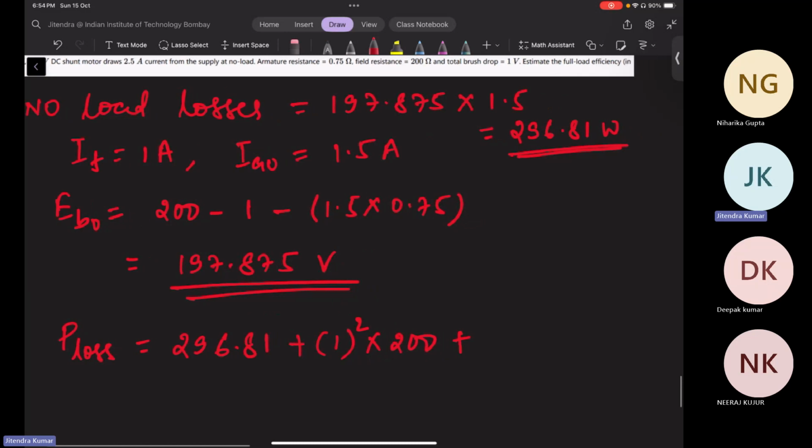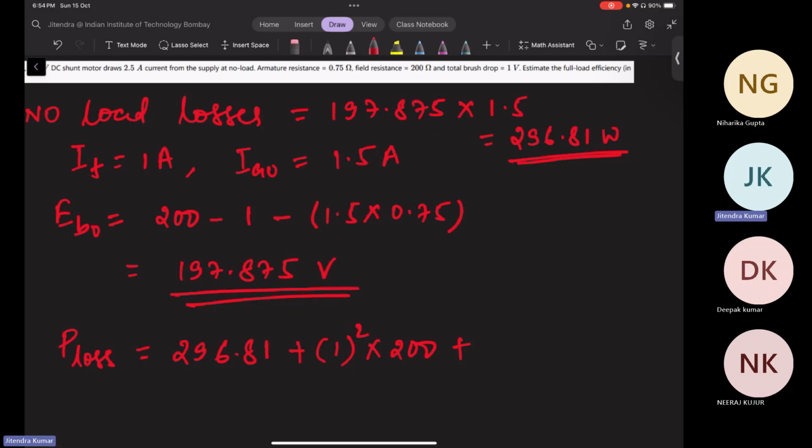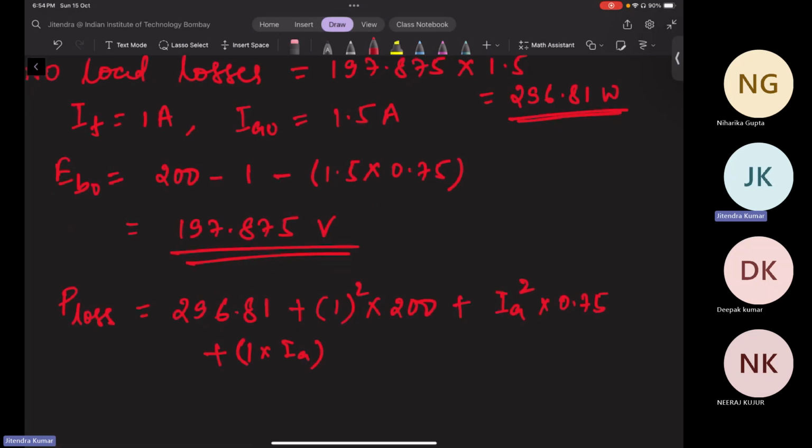plus the other one, the rated current armature loss. So I_A square R_A. R_A is also given, that is 0.75, and one more component will be brush drop losses, right? The brush will be connected to the armature, so whatever the current will be there, that will be included. So brush drop is 1 volt into I_A, so 1 into I_A. Okay, so this is the total losses.